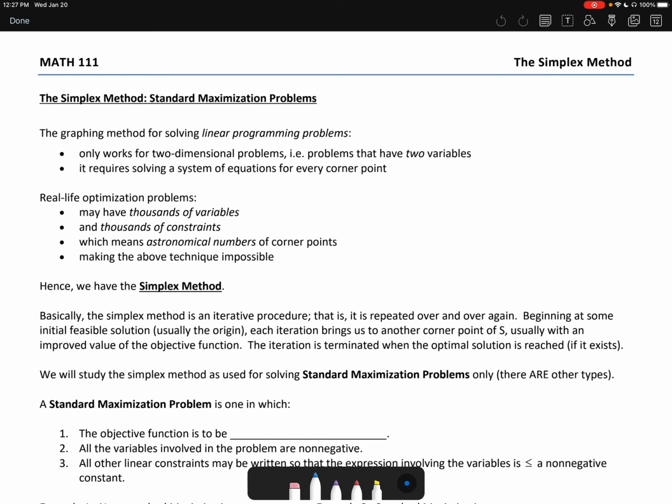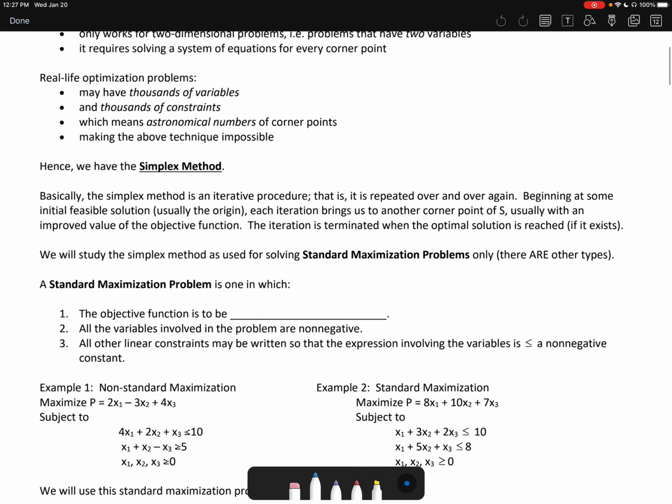So what do we do if we have to move out of this two-dimensional world? Well, we need a new method. We can't just graph it and find the corner points anymore. So the simplex method is the way to do that. Basically, the simplex method is an iterative process. It's repeated over and over again.